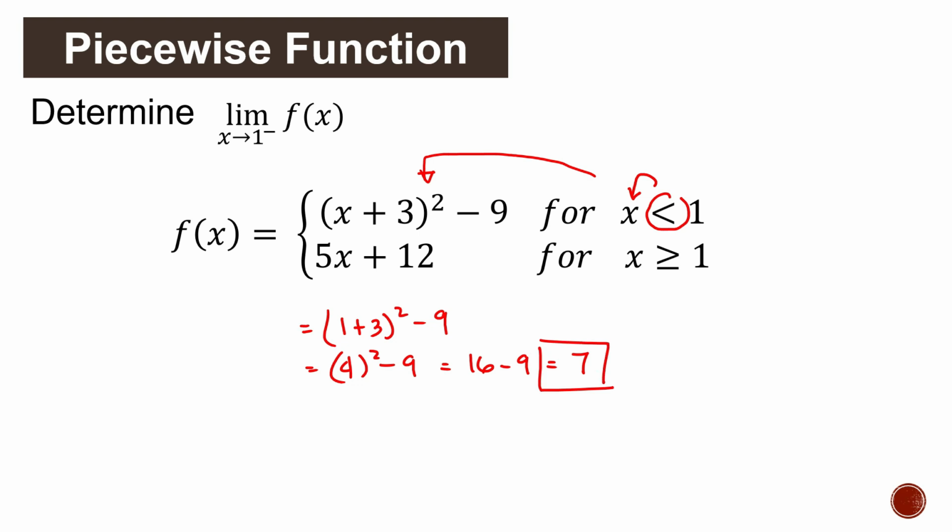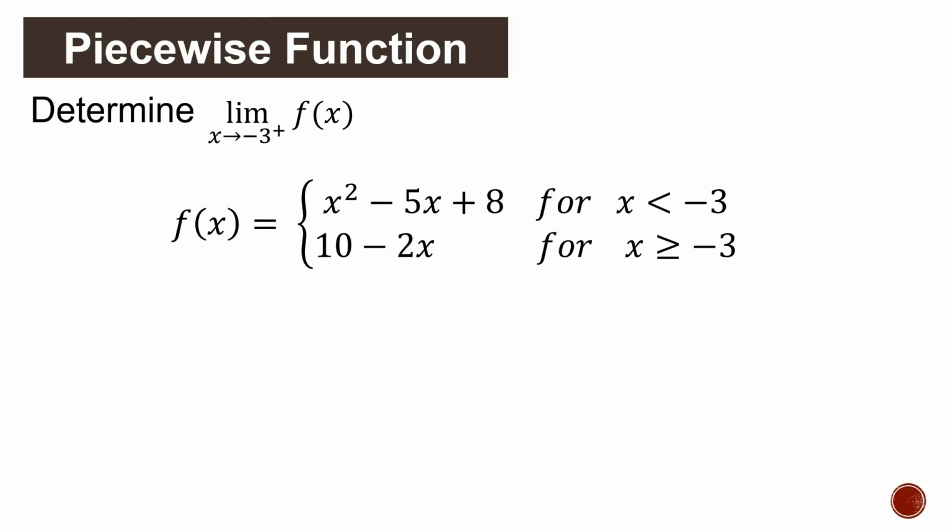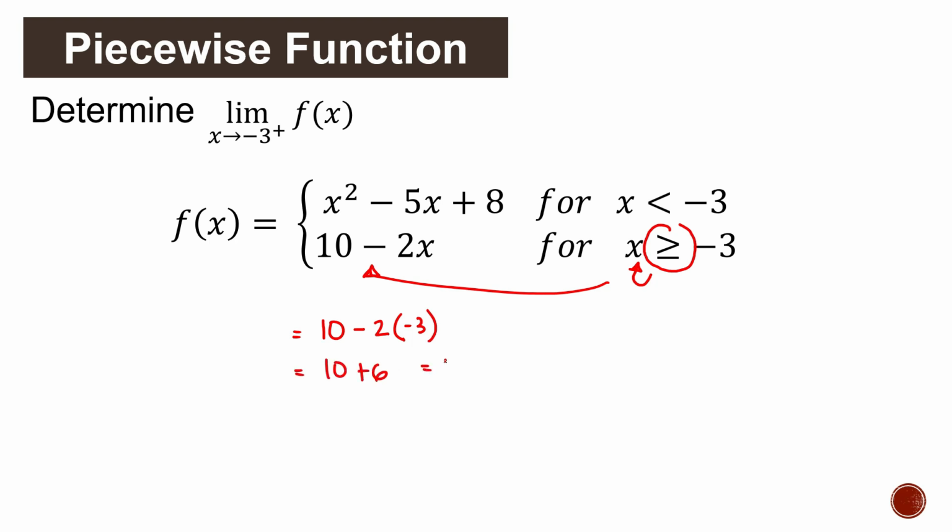All right. There's another problem that you might encounter. We need to find the right hand limit. So if this is the problem that you will encounter, look at the if part or the domain part. You should be looking at the greater than symbol, provided that x is on the right side, and you're going to use that formula that corresponds to that. So this is 10 minus 2 times -3. It's 10 plus 6, which is equal to 16.